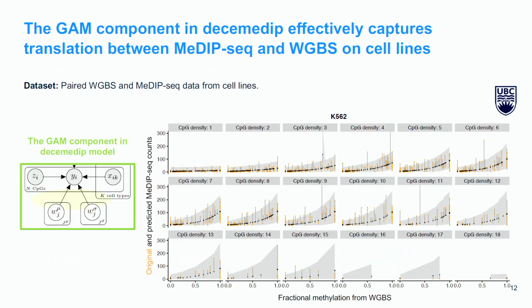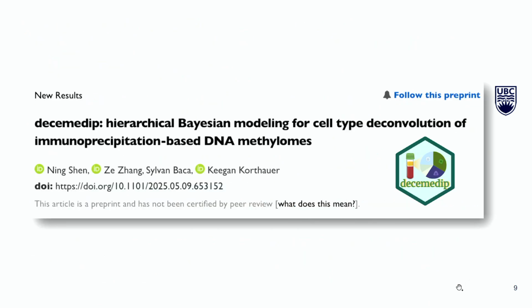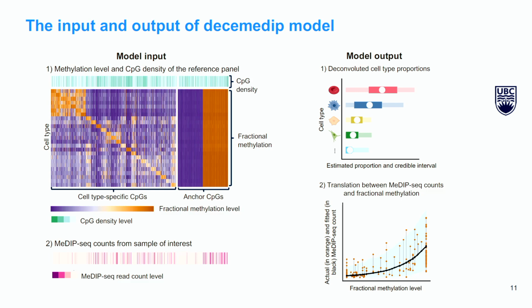We also included these anchor CpGs, which are CpGs that show extreme methylation values across all the tissues, to stabilize the MCMC draws of the Bayesian model. So the output would be, of course, deconvoluted cell type proportions, and it will also output the translation pattern between the MeDIP-seq counts and fractional methylation from whichever reference panel you're using.